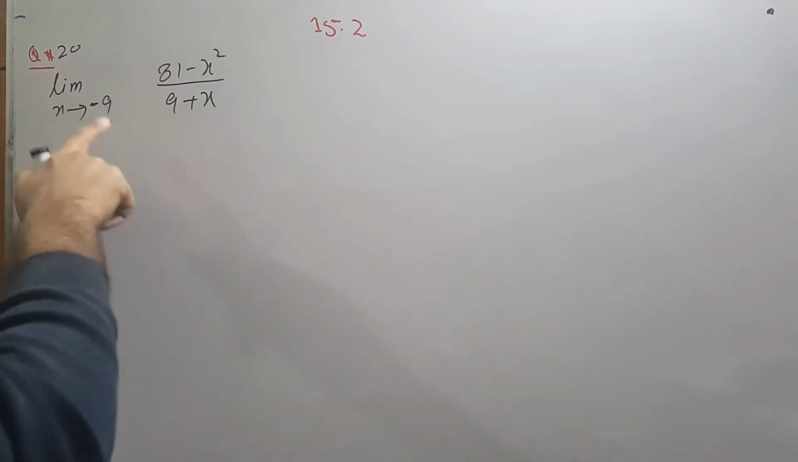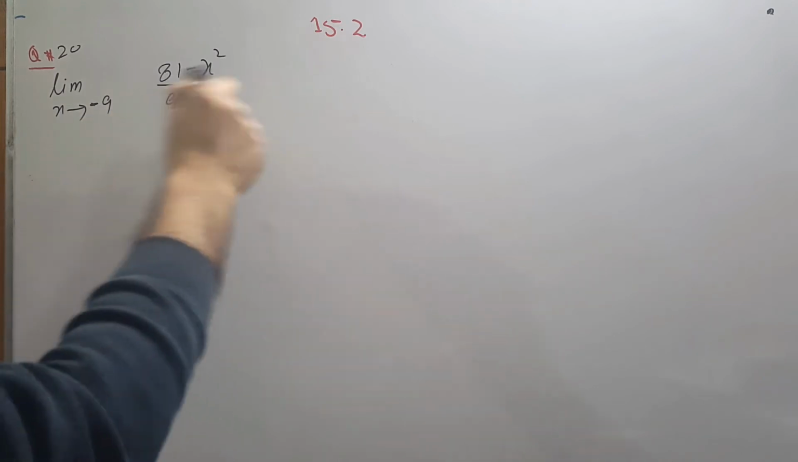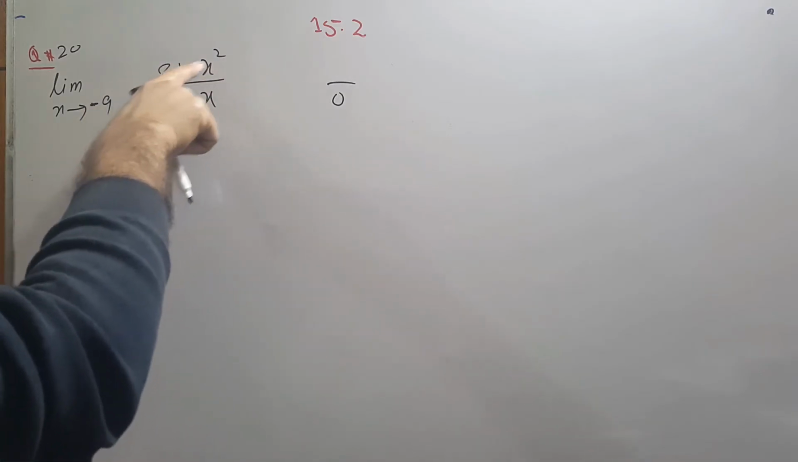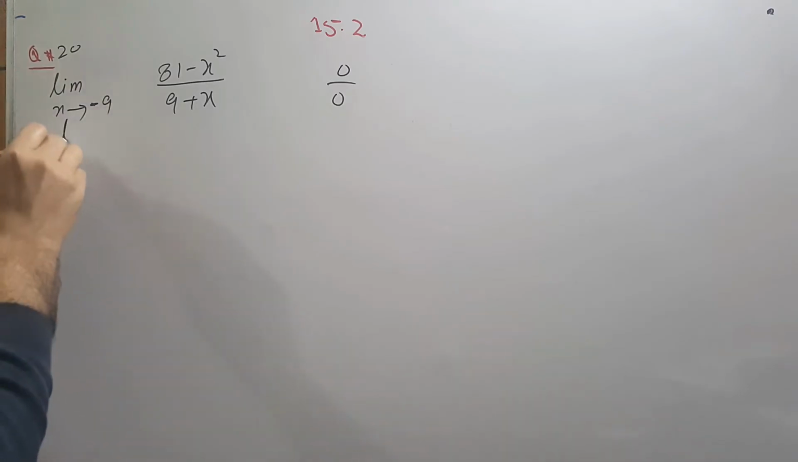Now this one is again a similar question. If I put minus 9 over here, this gives me 0. And if I put minus 9 over here, this gives me 81 minus 81, 0. So if this is the form, it means it can be further simplified.